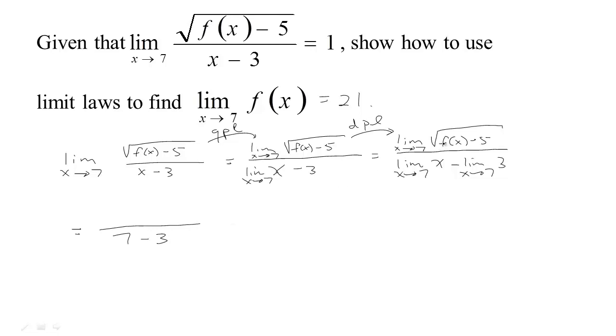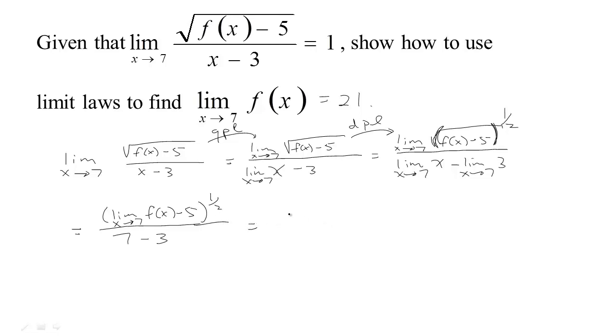Now up on top, I could make a little bit more progress though. Having a square root is really the same as having it to the 1/2 power. And from our power rule, the limit of the power is the power of the limit. So basically, because of that power rule, I can let this pass inside and focus on this to the 1/2 power.